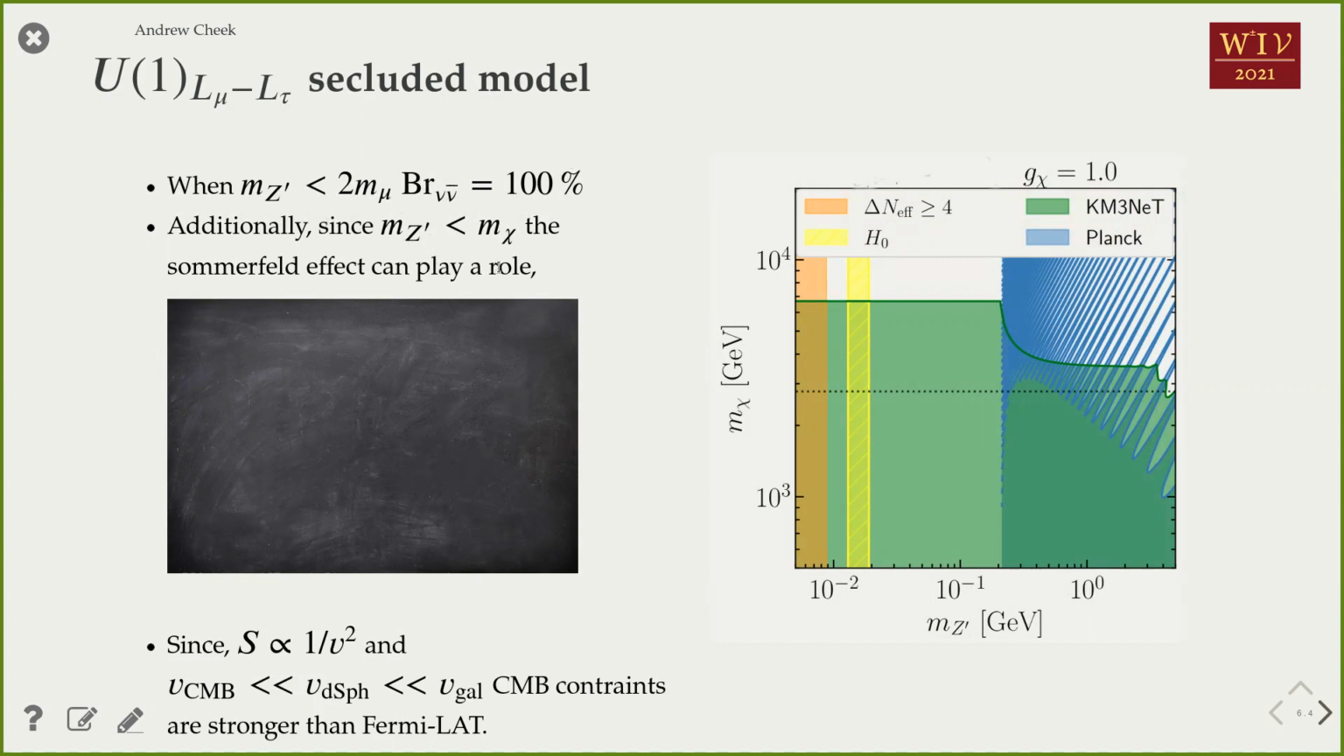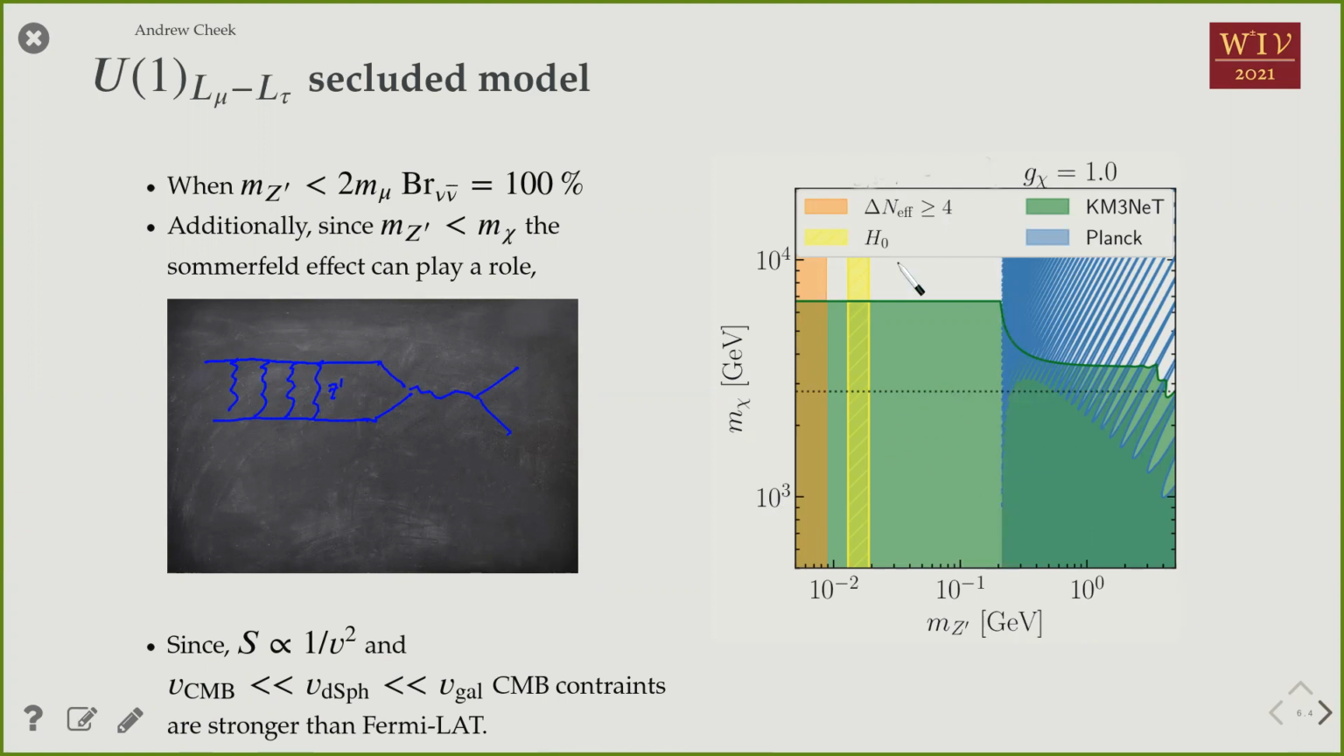Additionally, in this regime where the mediator is much lighter than the dark matter particle, Sommerfeld effects can play an important role. Sommerfeld effects are the non-perturbative phenomena where incoming particles can exchange an infinite ladder or a tower of light mediators. And this can enhance things like annihilation and self-interaction. So this enhancement goes like 1 over v squared, and now that means that the CMB is much more constraining than our Fermi constraints earlier. So now what I have to do is show Planck results which constrain dark matter annihilation in the CMB.